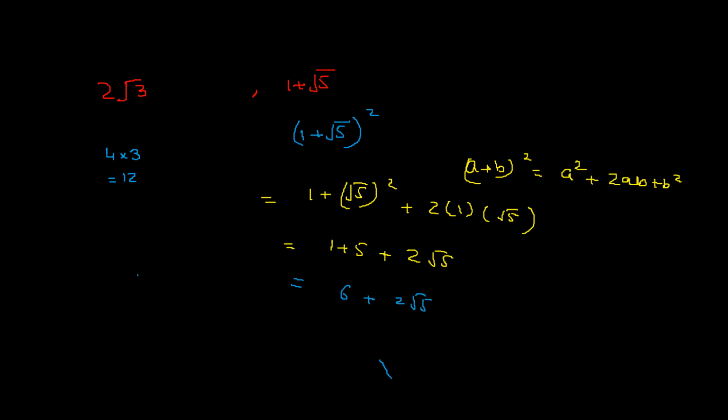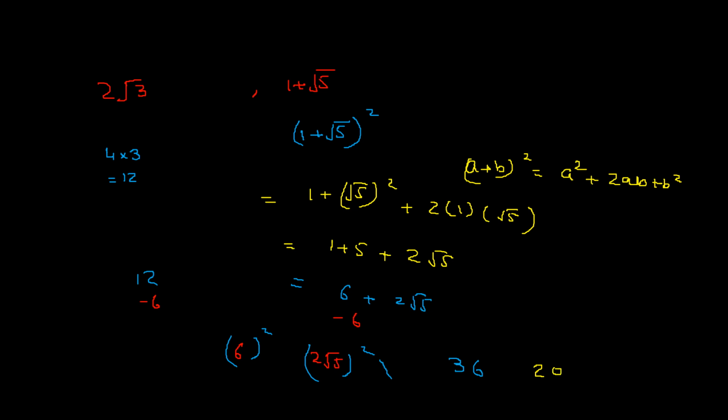The other number was 12. So if we cancel out 6 from both by subtracting 6 on both sides, we get 6 and 2 root 5. Now again, by taking the square on both sides, we get 36 and the other one is 4 times 5, which is 20.